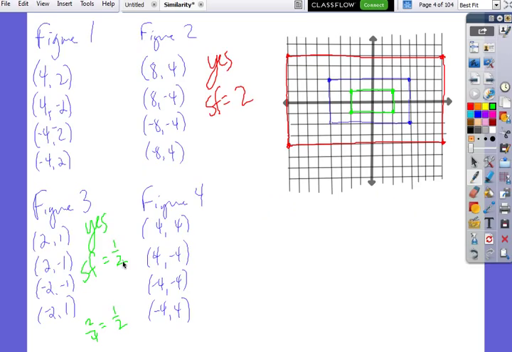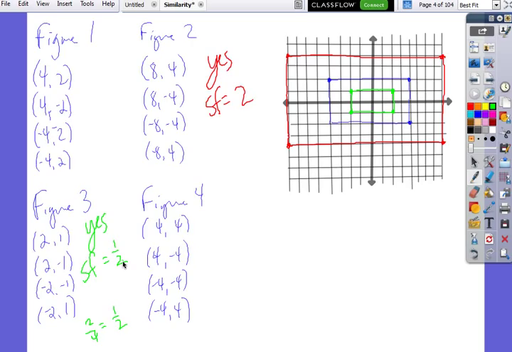Listen to what I just said. If I divide by 2, that's multiply by 1/2. If I divide by 3, that's multiply by 1/3. If I divide by 5, multiply by 1/5. Divide by 10, multiply by 1/10. It's the same thing over and over again. All right, so figure 3 works.